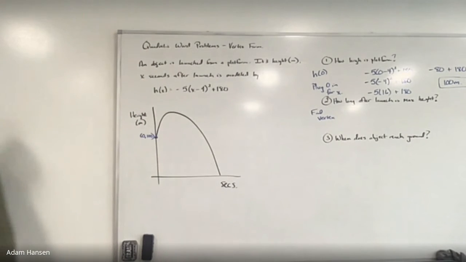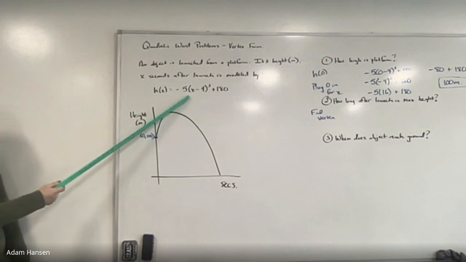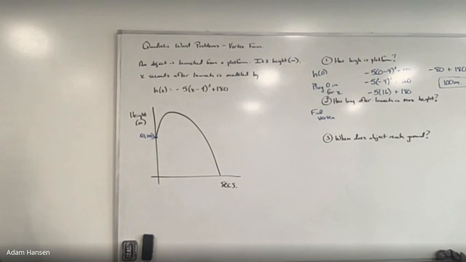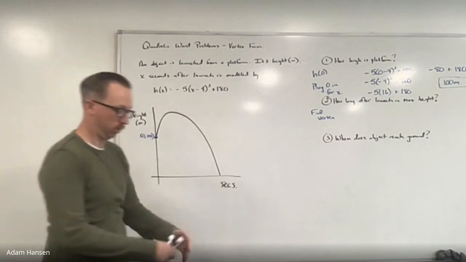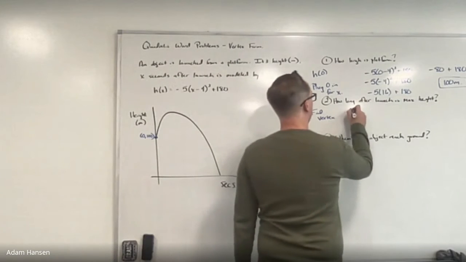Okay, then what is the vertex? Look at your equation here, or up on the board. What's the vertex? Make x minus 4 into 0. It is in vertex form, yeah. I mean, positive 4, positive 180. Good stuff.